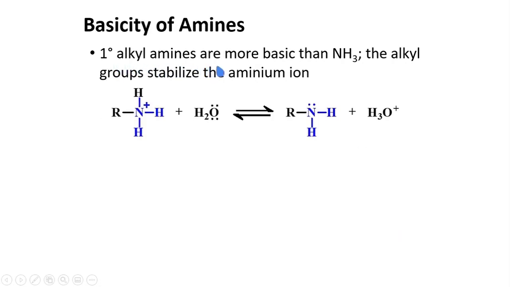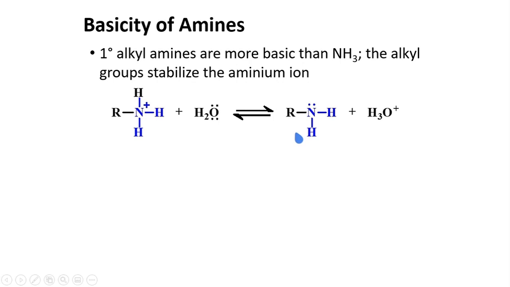Primary alkyl amines are more basic than ammonia. The alkyl groups stabilize the aminium ion. Going back to the acid-base reaction and starting first with the protonated amine, the reaction in this case involves the formation of the amine from the aminium ion. Take note that if this is an alkyl group, the alkyl group is an electron donating group, and it can stabilize this positively charged nitrogen. Thus, the aminium ion becomes more stable, and so this compound becomes more basic.